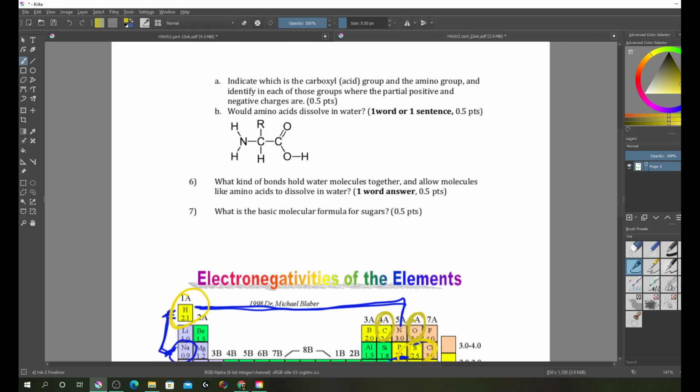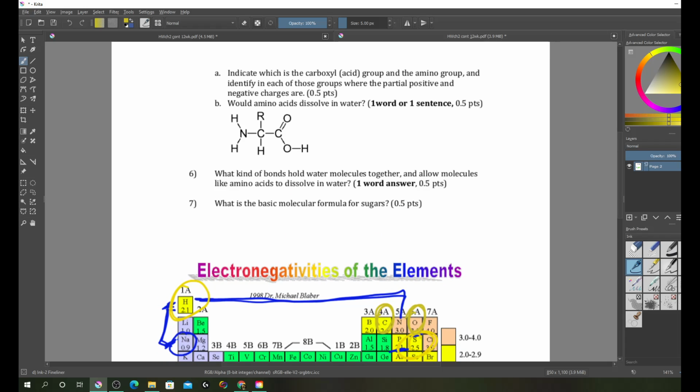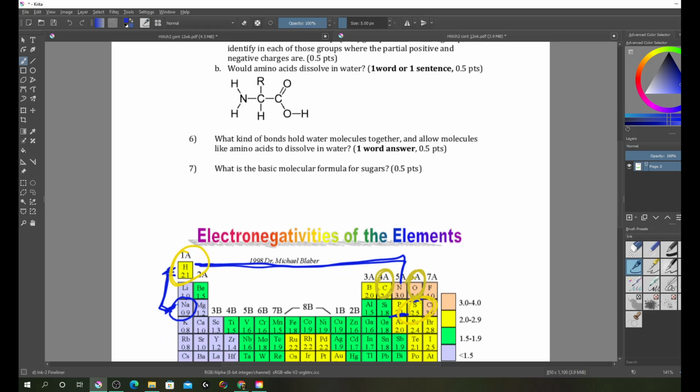Okay. Indicate which is the carbonyl, indicate which is the carboxyl group and the amino group, and identify in each of those groups where the partial positive and negative charges are. Again, this is just comparing electronegativities, and we already did this in the last problem. I'm going to go back to blue here. I want to again erase all this.